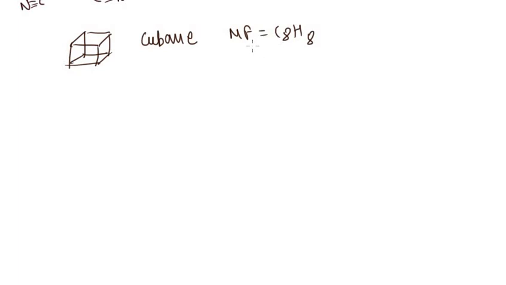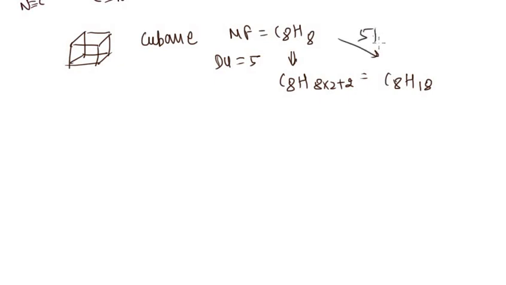So how do we determine? We know if we convert into C8H18, it means DU has to be 5. Okay, DU has to be 5, because if we convert into normal chain again, CnH2n plus 2, 8, 16 plus 2, C8H18. So 5 moles of H2 we have to add over here.